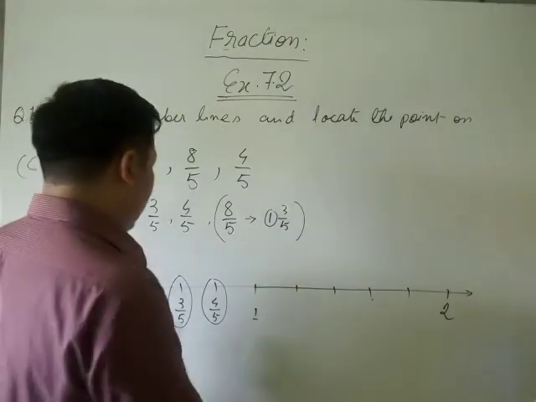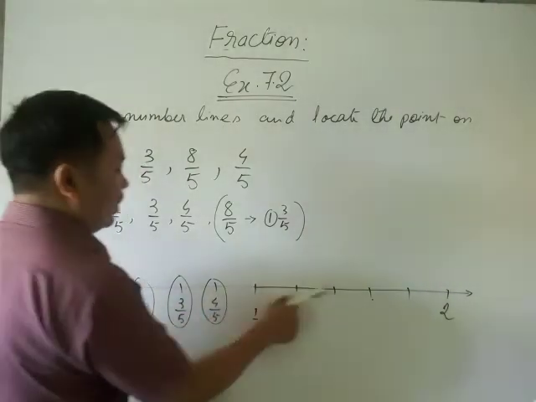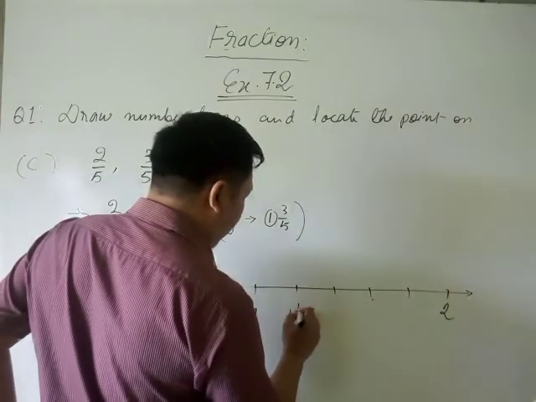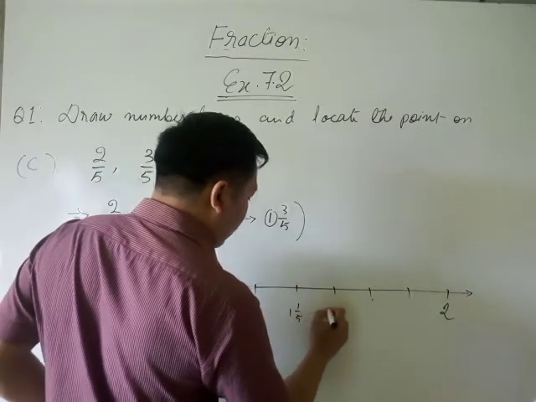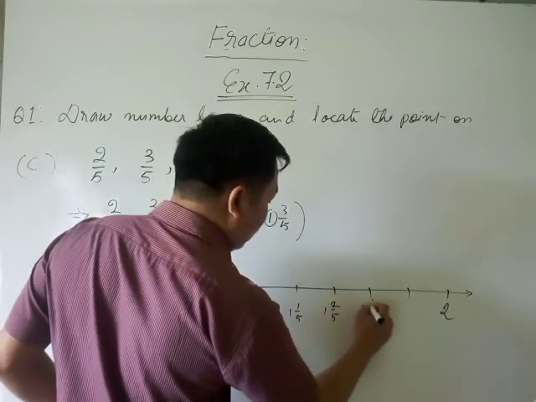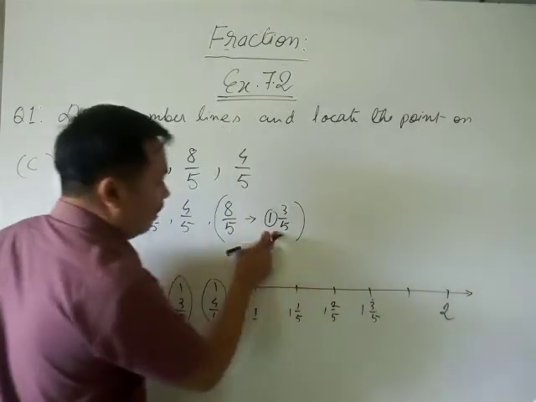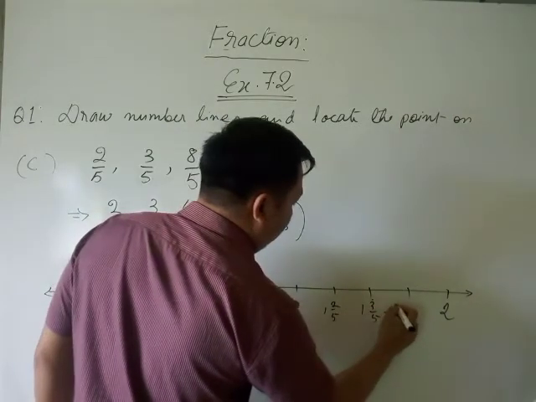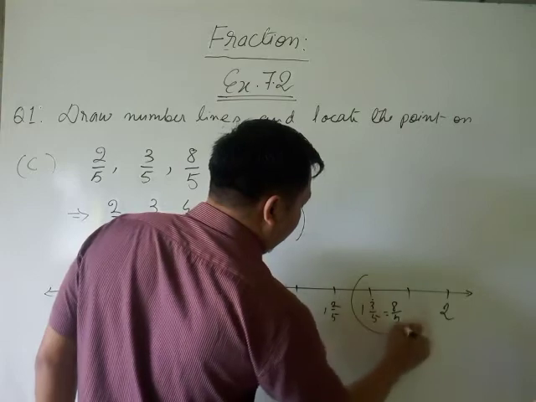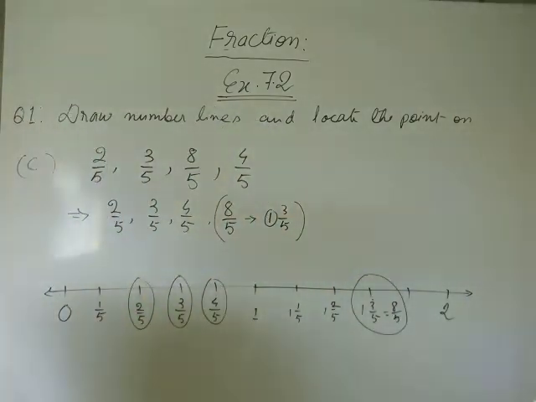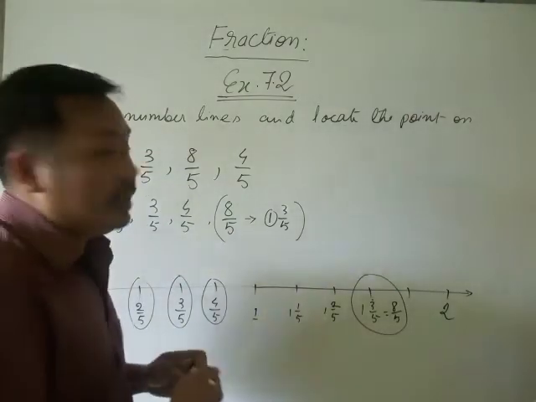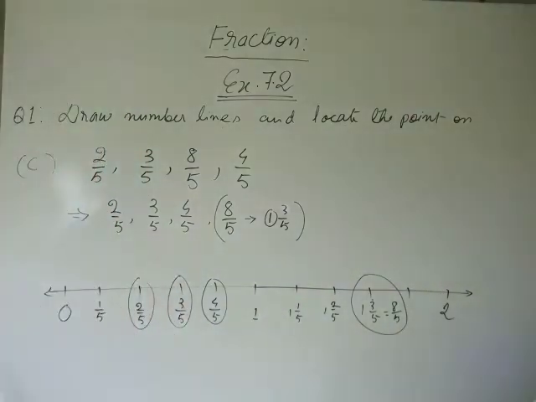8 by 5, you see here 1, 2, 3, 4, 5, 6, 7, 8. This is the point here. But here, my dear student, it is 1 by 5, 2 by 5, and 3 by 5. 1 and 3 by 5 is here. So 1 and 3 by 5 is equal to 8 by 5. So 8 by 5 is the point here. Okay, so this is the answer for question number 1, and let's go to question number 2.